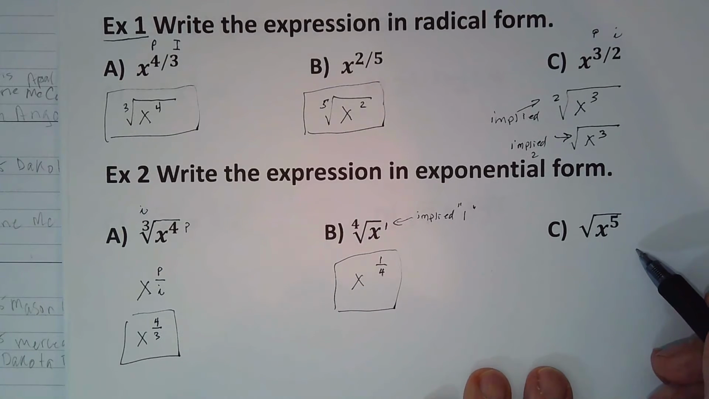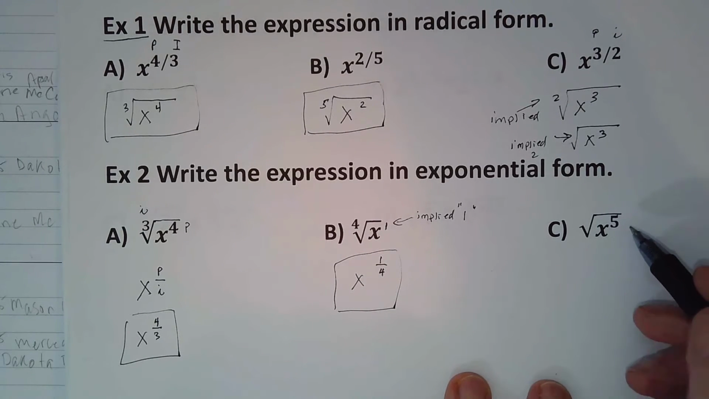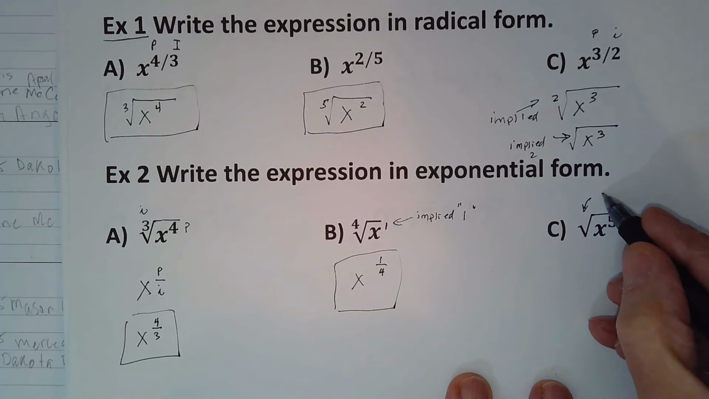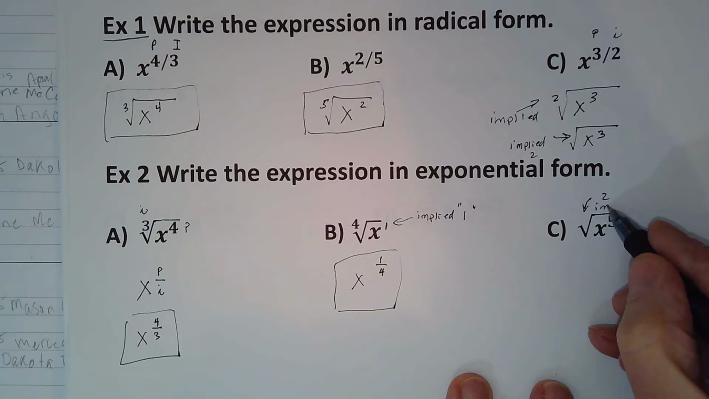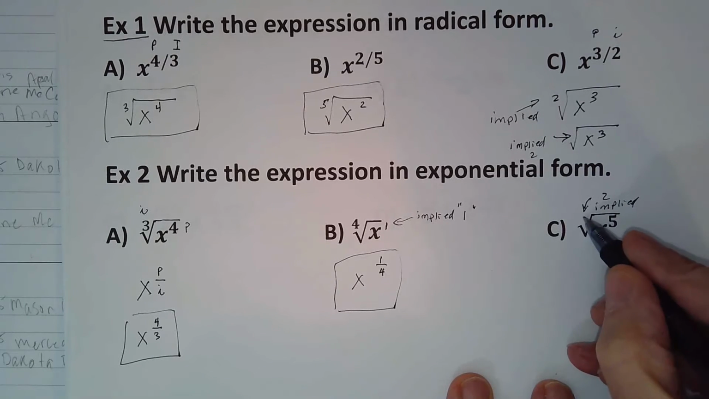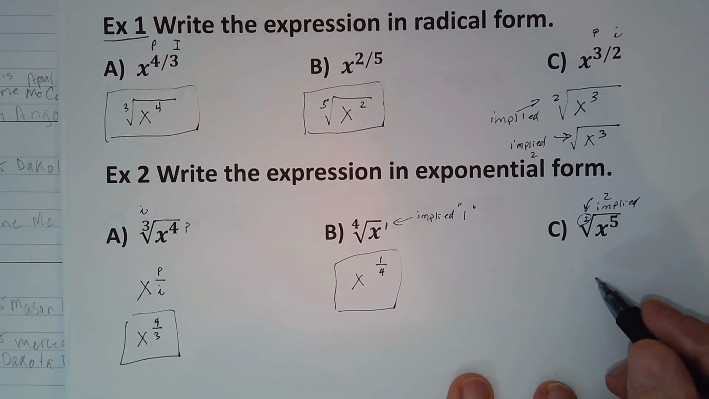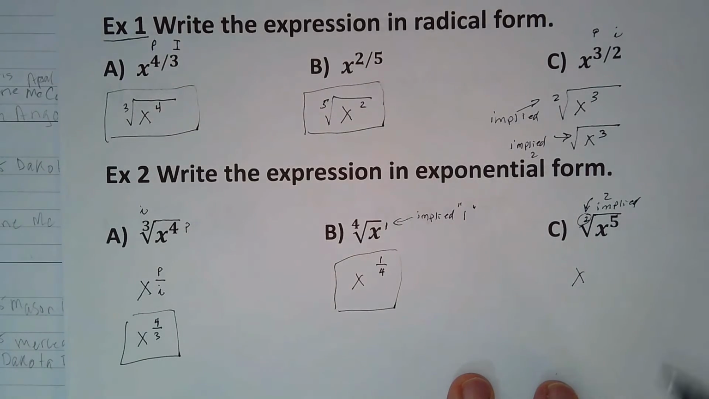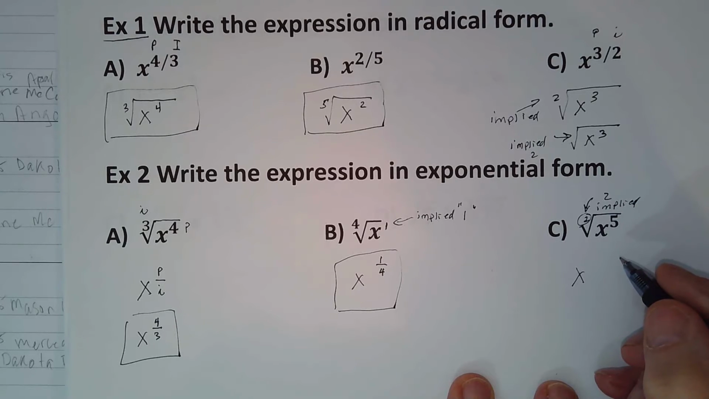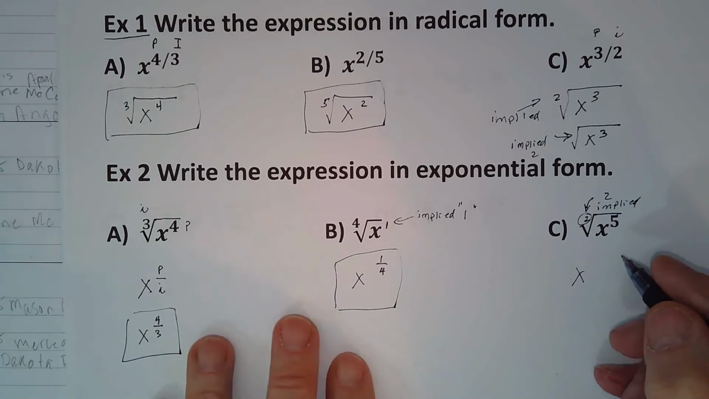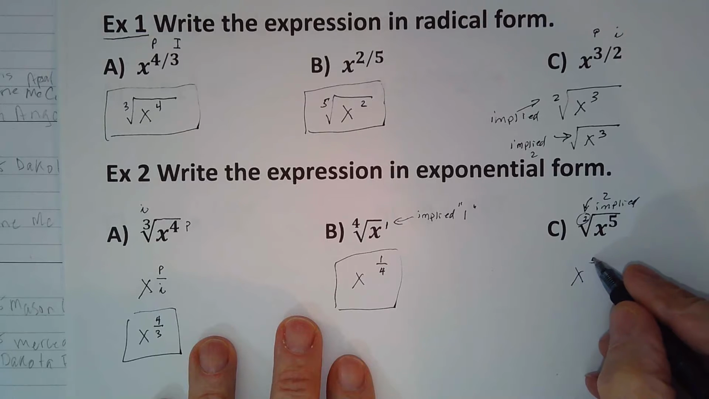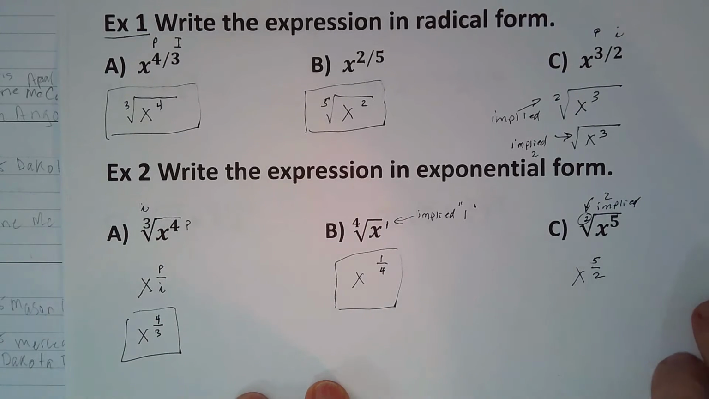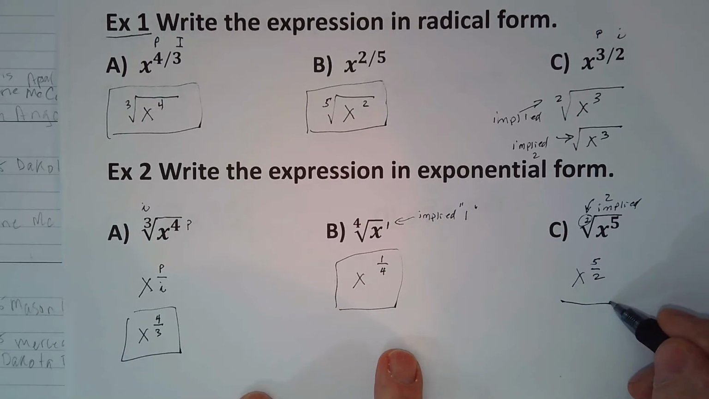All right. So now, what do we got over here? Again, this is implied 2. So 2 in here, right? So that means I've got x to the, what do we put first? We always put the power first, so 5 over 2. All right. Good enough. And a good answer.